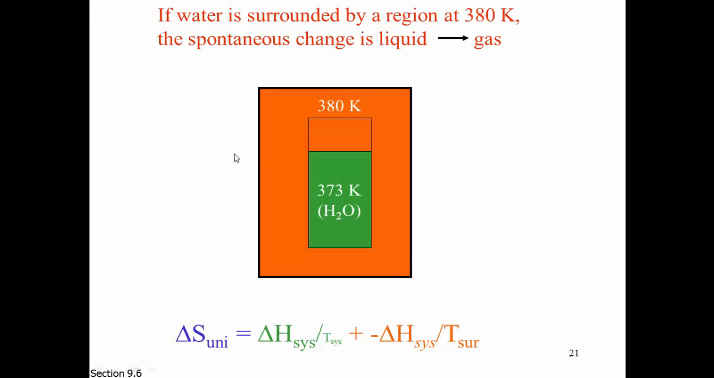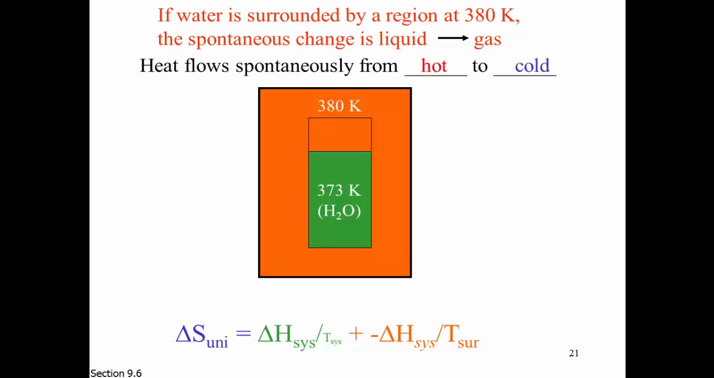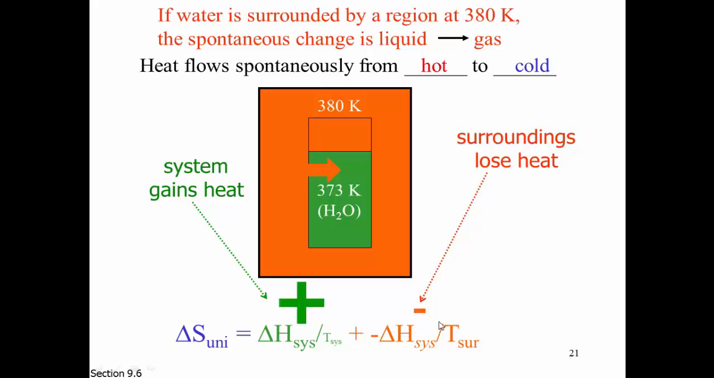Let's try a new example. Let's have some water at 100 degrees Celsius surrounded by a region that is above 100 degrees Celsius, 380 Kelvin. The water is spontaneously going to boil and go from liquid to gas phase. We will also spontaneously have heat moving from the hot region to the cold region. 380 is hotter than 373, so heat is going to flow into the system. We'll give that a positive sign. Heat will be lost from the surroundings, so we'll give that a negative sign.